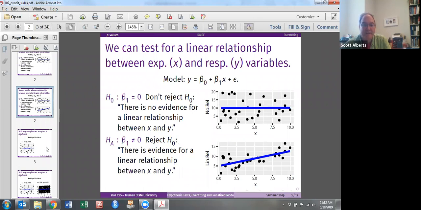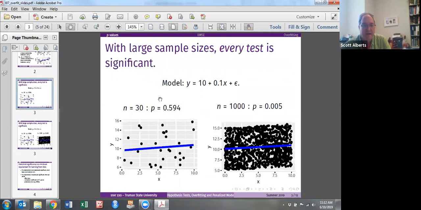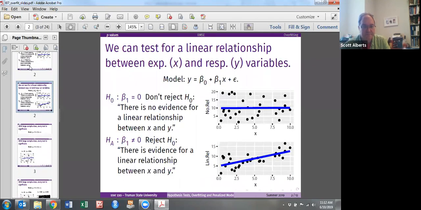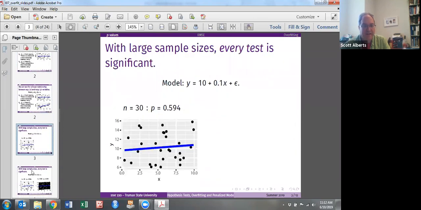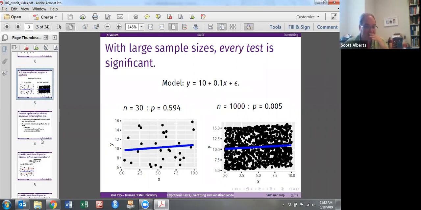Now, when we have really large sample sizes, every single test is significant. So here is literally the same model, just a question of how much data we made in it. And what happens is in the n equals 30 model, the p-value for that slope is 0.594, which is totally not significant. But if we use the same model and we generate 1,000 points, that same model now gets a significant p-value, even though the model's not any better than it was before.